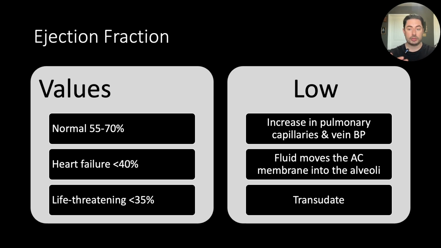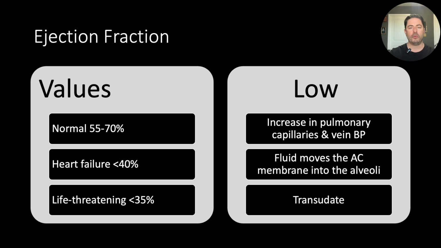So normal values, just to cover it again, normal EF values are 55 to 70%. To confirm heart failure, it's going to be less than 40%, and life-threatening is less than 35%. So when we get down to that 35%, we have an increase in the likelihood of arrhythmias.